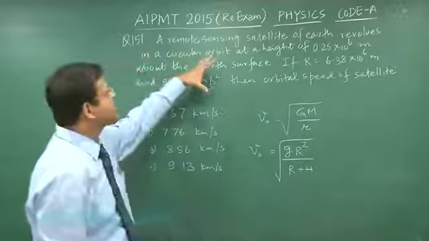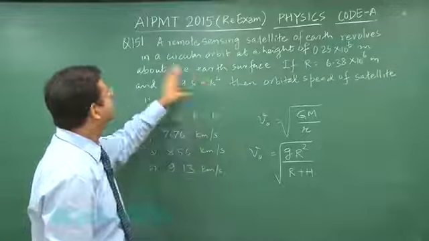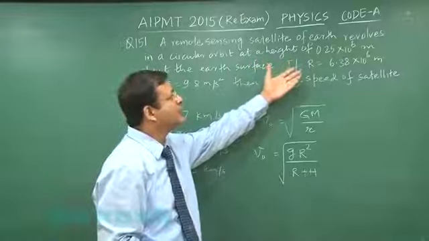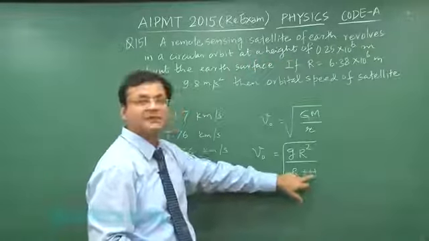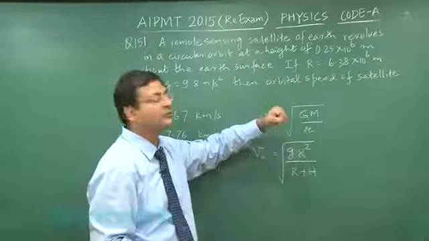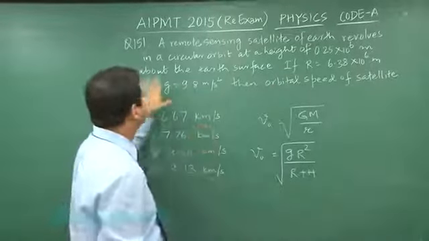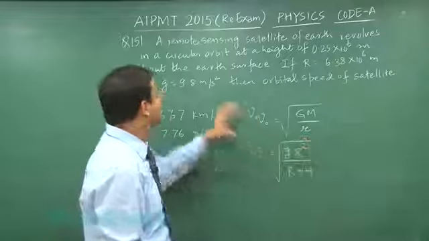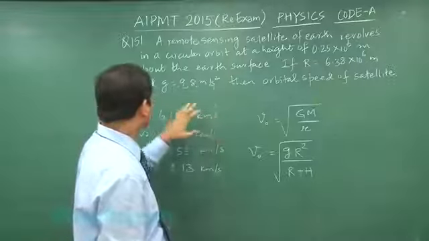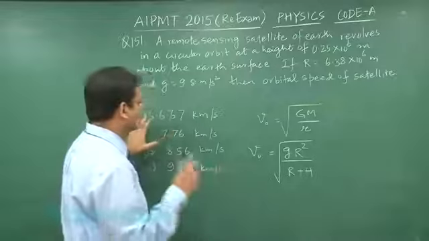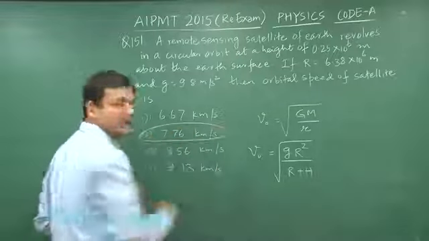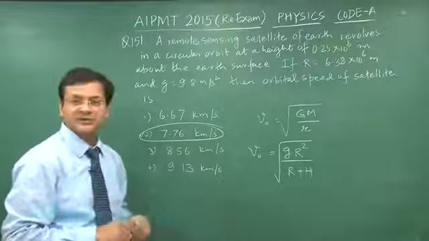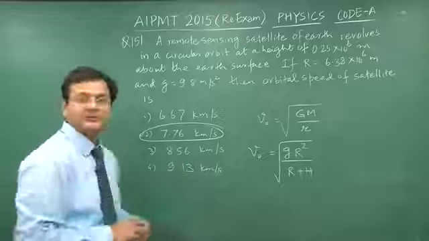In this question it says that a remote sensing satellite of Earth revolves in a circular orbit at a height. This is the altitude which has been given, 0.25 into 10 to the power 6 meter. So this h will be substituted with this 0.25 into 10 to the power 6 meter, and the radius of the earth has been given, so capital R can be substituted here, and the acceleration due to gravity, that also has been given. So if you calculate all those things, you will find that the answer which is coming out, that is orbital speed, is 7.76 kilometer per second. So this will be the answer to this question 151.